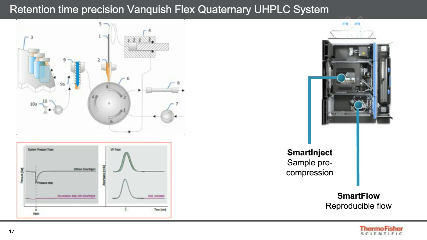This is quite important for the following reason. If you take a look at the figure on the bottom left, you see the example. The top example is the pressure trace that is recorded when you don't pre-compress the sample prior to injection. You see that during injection, there is a pressure drop. This pressure drop will cause flow inconsistency, and therefore will impact the retention time precision. As you can see here, for repeated injections, this peak is not overlapping exactly.